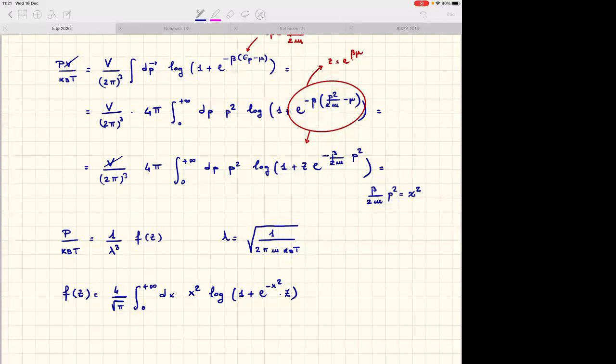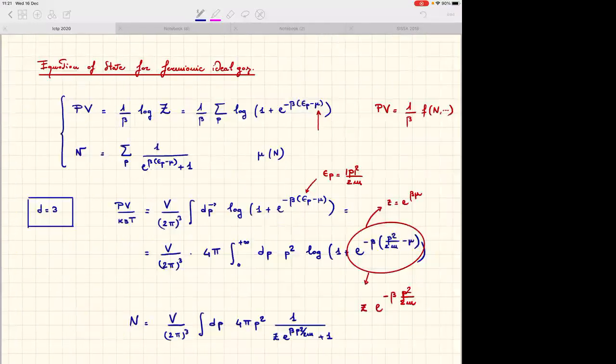What I wrote here is the result of a change of variables, nothing else. By the way, you can do the similar change of variables for the second integral. I'm not going to go through the calculation because it's analogous to the first, but I will write down in a second the final result.